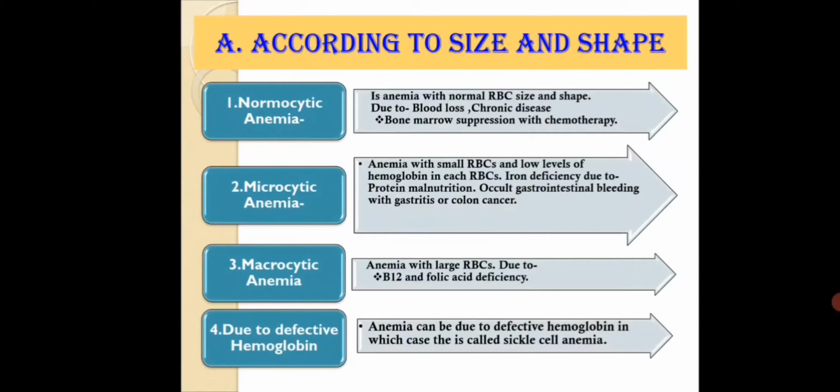Next is due to defective hemoglobin. Due to defective hemoglobin, anemia can be due to abnormal shape or defective functioning of the hemoglobin, which can lead to sickle cell anemia. So these are the four types under size and shape: normocytic anemia, microcytic anemia, macrocytic anemia, and due to defective hemoglobin.